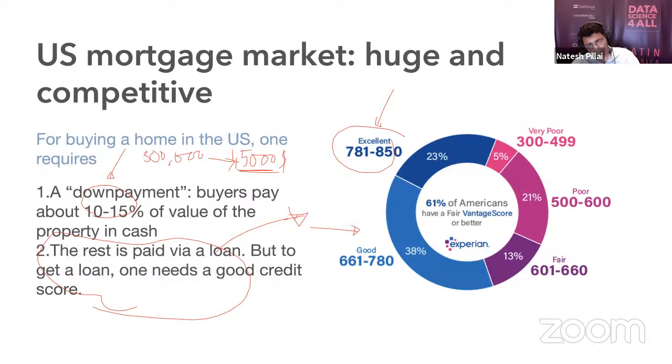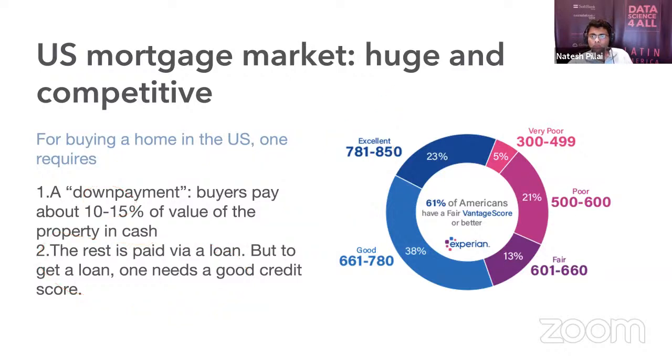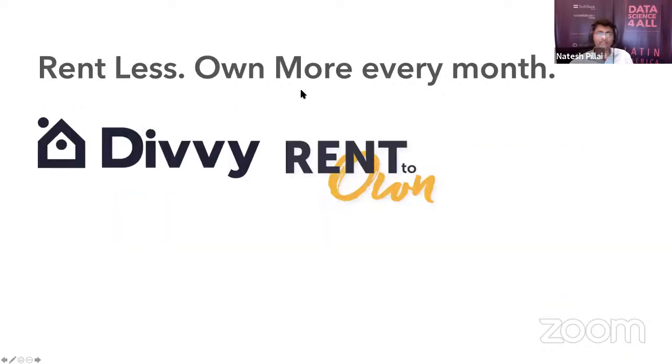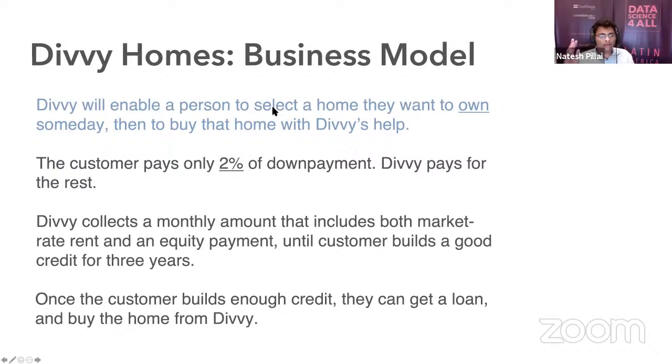Okay, so now comes the point behind Divi. Divi is a new innovation in home loans. What they say is rent less and own more every month. Okay, so what does that mean? Pay attention to this slide carefully. This is important. Divi will enable a person to select a home they want to own someday and then buy that home with Divi's help.